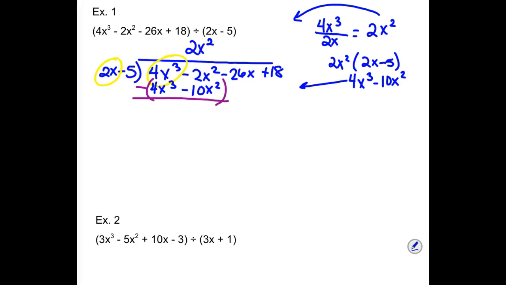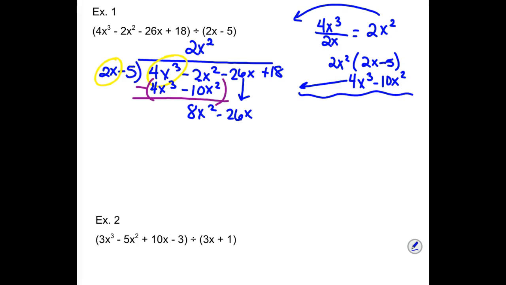4x cubed minus 4x cubed would be 0. Negative 2x squared, subtracting a negative 10x squared. Subtracting a negative is really adding. So I have a negative 2x squared. I'm adding 10x squared. That leaves me 8x squared. Then I bring down my next term, and I repeat that same process.